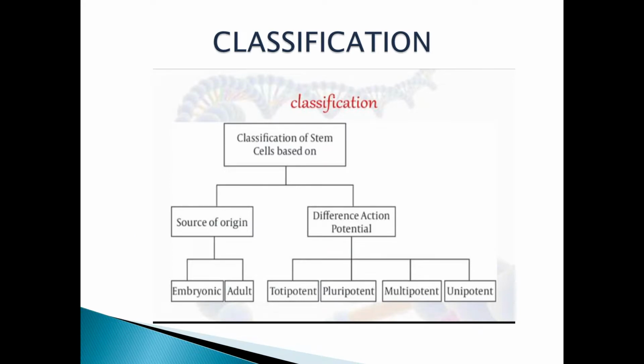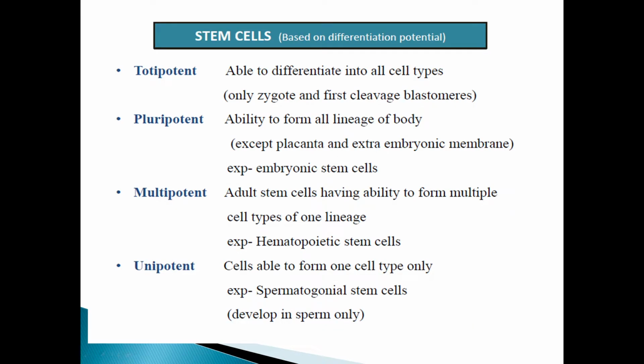Next one is classification. Classification of stem cells is based on two types: source of origin and action potential. Source of origin is again divided into two types, embryonic stem cells and adult stem cells. Action potential is divided into four types: totipotent, pluripotent, multipotent and unipotent. First, we discuss the differential potential.